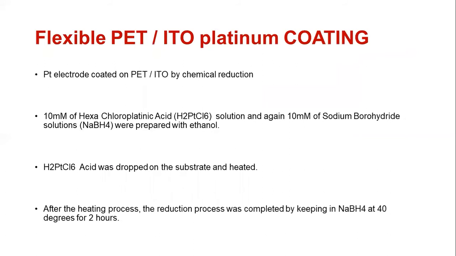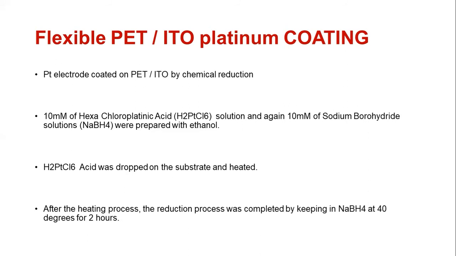Flexible PET-ITO platinum coating: Pt electrode coated on PET-ITO by chemical reduction. Before this step, we again remember that cleaning the PET-ITO is very important. And after that, we prepared 10 millimolar hexachloroplatinic acid solution, and again 10 millimolar sodium borohydride solution was prepared with ethanol. Chloroplatinic acid was dropped on the substrate and heated.